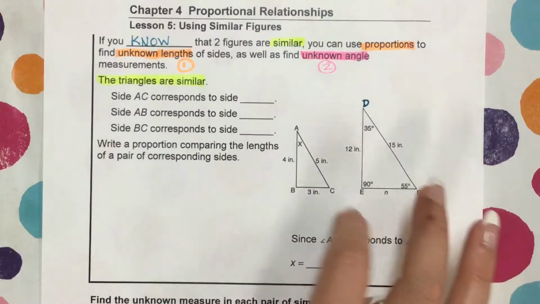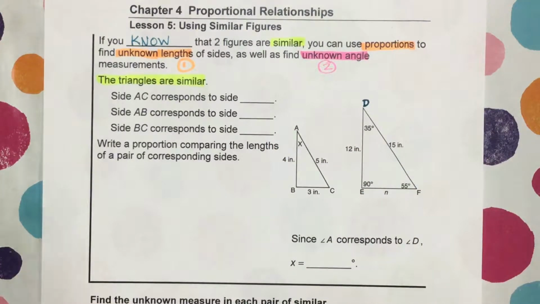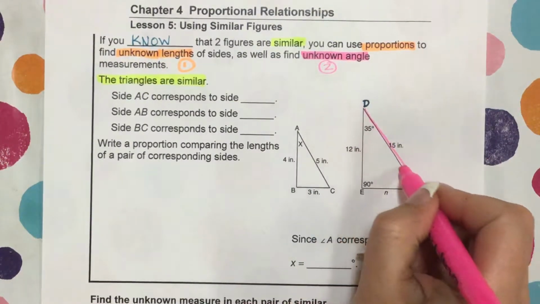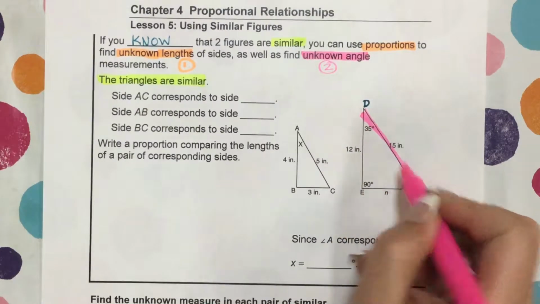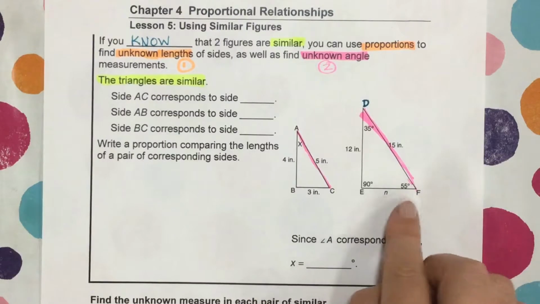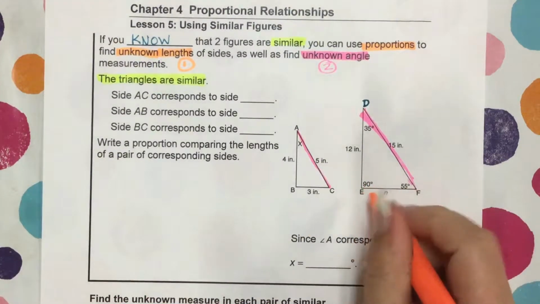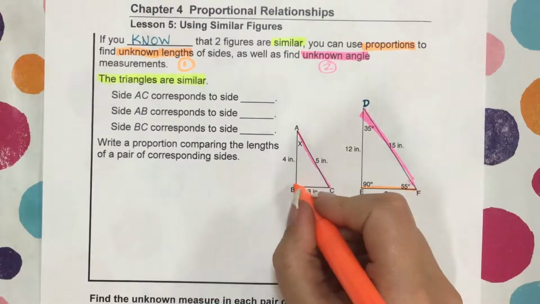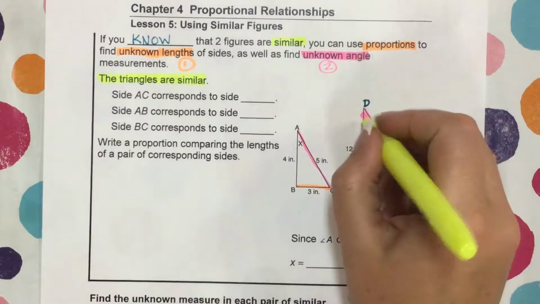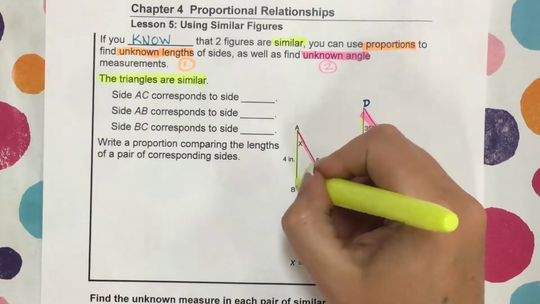So let's go ahead and start with the biggest side. The biggest side of the big triangle would be here. This is the biggest one. And that corresponds with the biggest side over here, which would be this one. The smallest side, well, it looks like it would be this one, and so those would be the smallest sides there. So those would correspond. And then this would be the side in the middle here. Okay, so those are the corresponding sides.